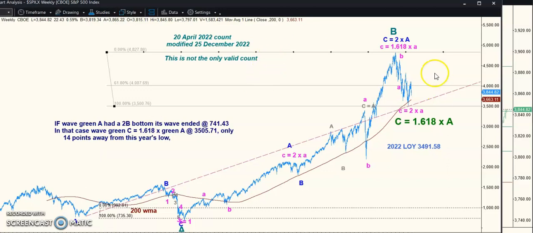But if this does hold, and I think there's a reasonable chance that October low is going to hold, even if it's retested or undercut slightly, the waves balance out perfectly right at the low, and they balance out better than they have with any other count I've been able to come up with.